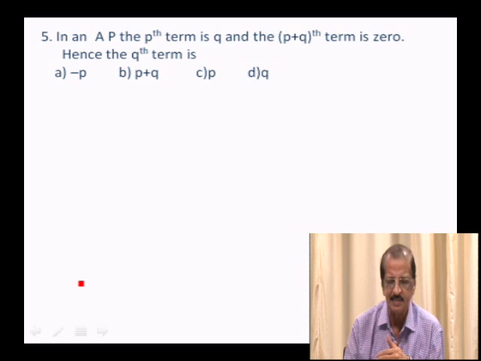Fifth one, in an AP the p-th term is q and the (p plus q)-th term is 0, hence the q-th term is.